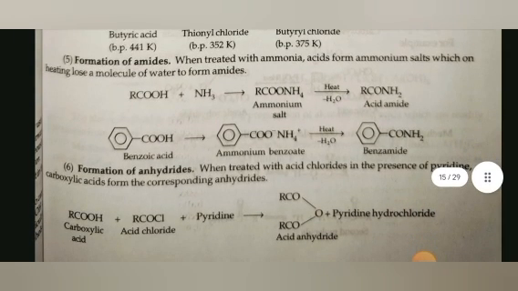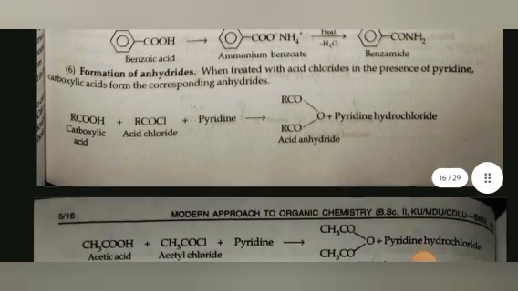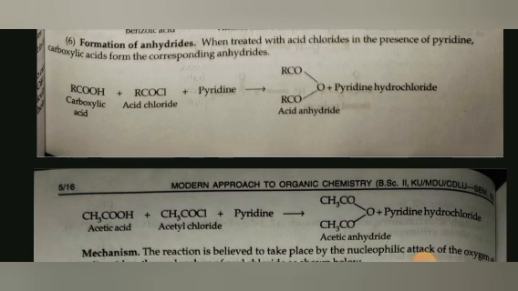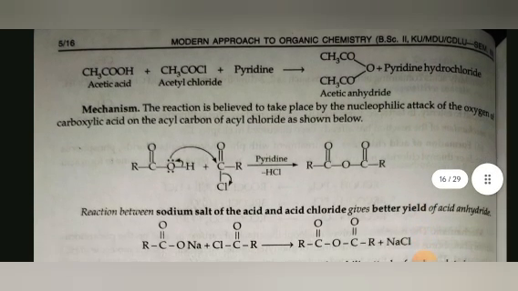Fifth is formation of amide. When treated with ammonia, acids form ammonium salts, which on heating lose a molecule of water to form amide. For example, benzoic acid gives ammonium benzoate and on further heating gives benzamide. Formation of anhydride. When treated with acid chloride in the presence of pyridine, carboxylic acid forms the corresponding anhydride. For example, carboxylic acid plus acid chloride plus pyridine gives acid anhydride plus pyridine hydrochloride. For example, acetic acid plus acetyl chloride plus pyridine gives acetic anhydride plus pyridine hydrochloride.